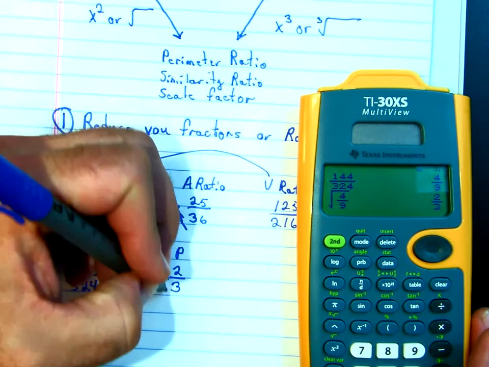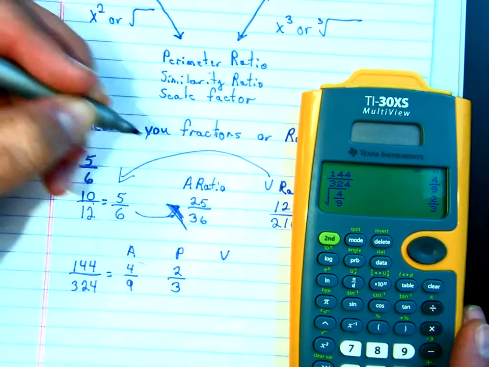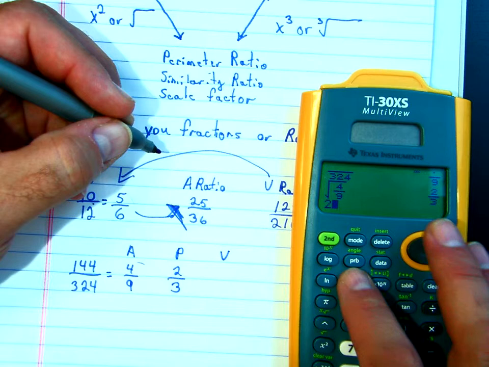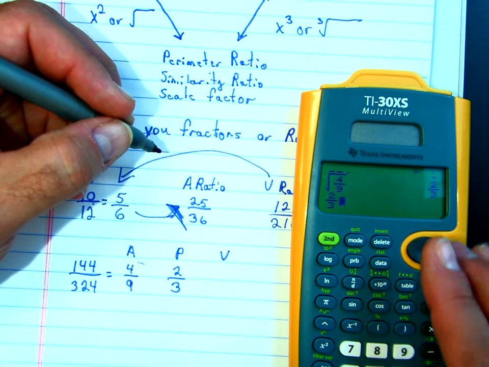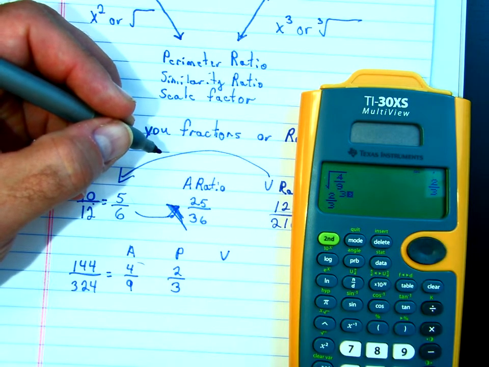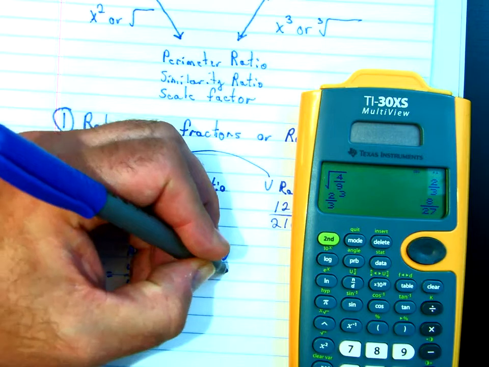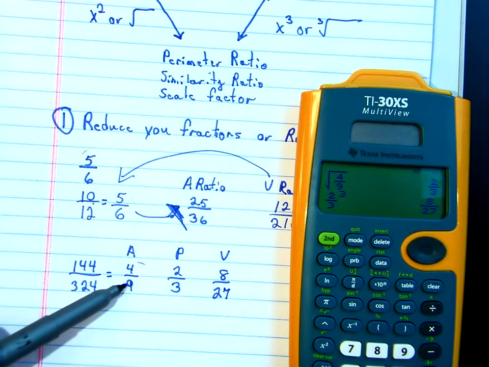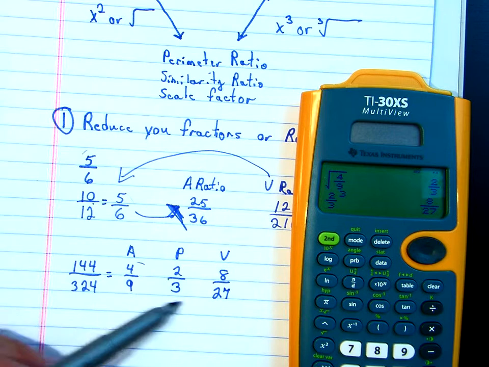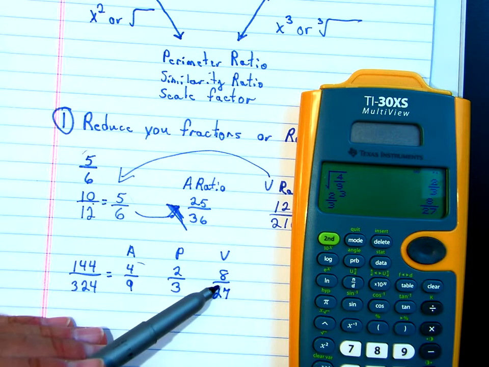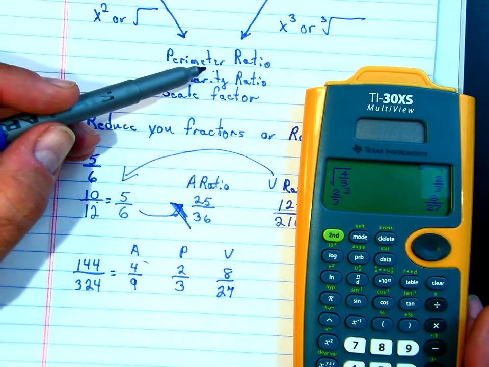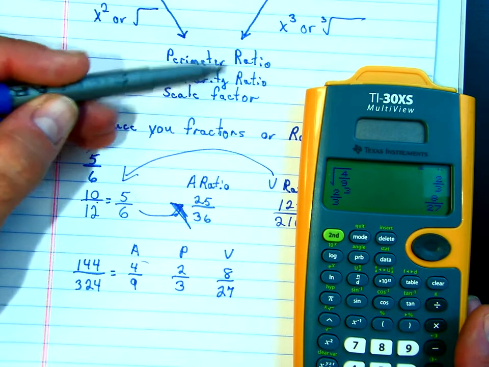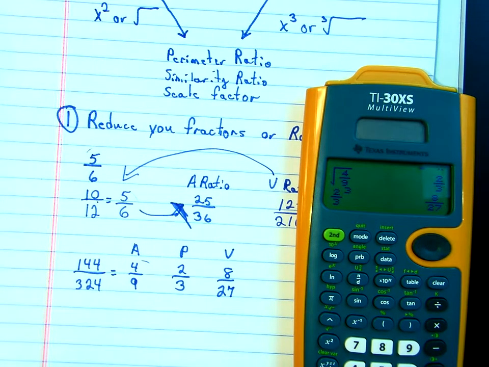Then to go from this to volume, I would cube it. So then it would be 2/3 cubed is 8/27. So this would be the area ratio reduced. I square root it, I get the perimeter. I cube the perimeter to get the volume. So area to perimeter, perimeter to volume. Sometimes they give me volume to perimeter, cube rooting, and then squaring. Okay?